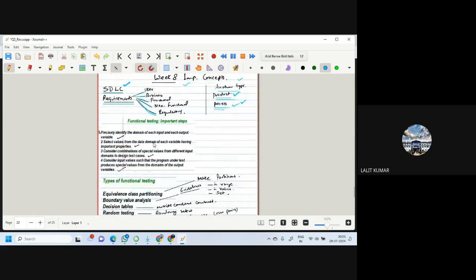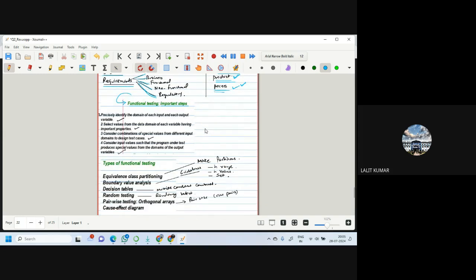So I feel that okay, we can do this. And now from here, they introduce us to functional testing, that is, how to achieve functional testing. The most important part of functional testing is that first we have to identify the domain of each input and each output variable. What is the domain? Select the values in the domain.